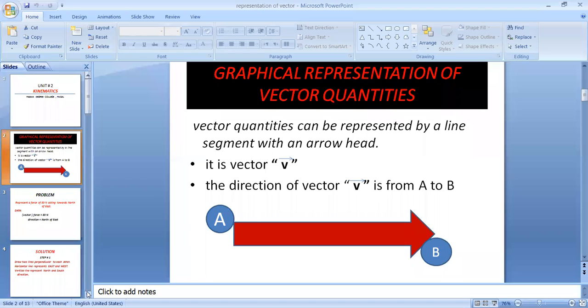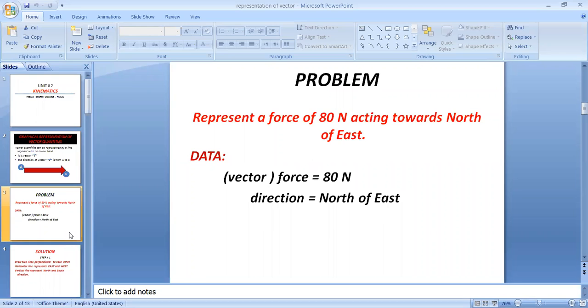Now in your book there are different problems given according to vector quantities and their direction. How can we graphically prove that it is a vector quantity, or how can we draw a vector quantity in your notebook? This is the problem written in your book, I think problem number 2.1. Represent a force of 80 Newton acting towards north of east.